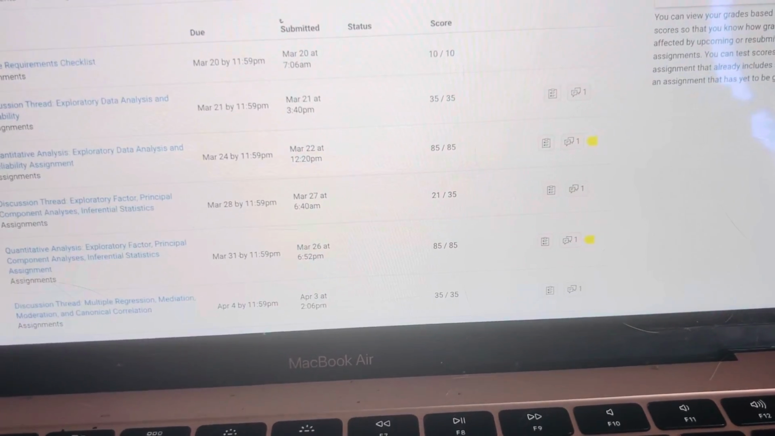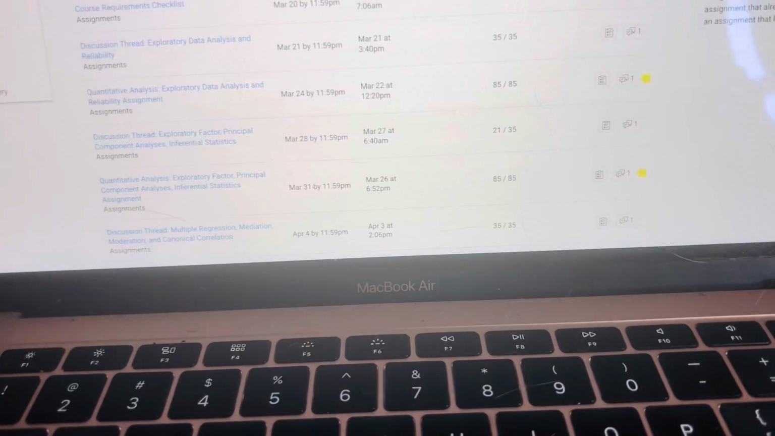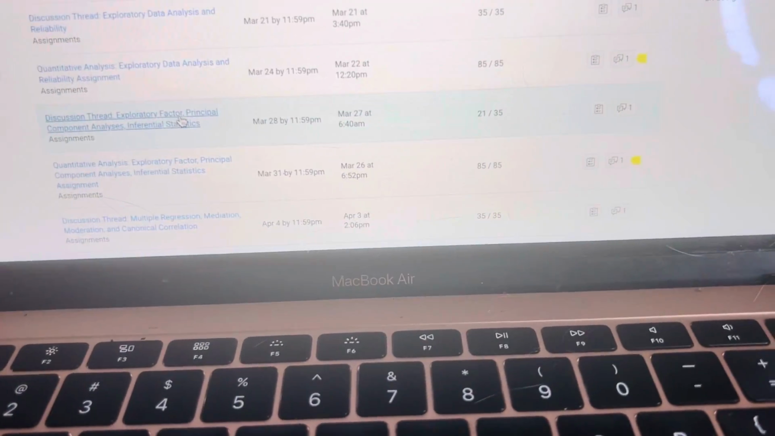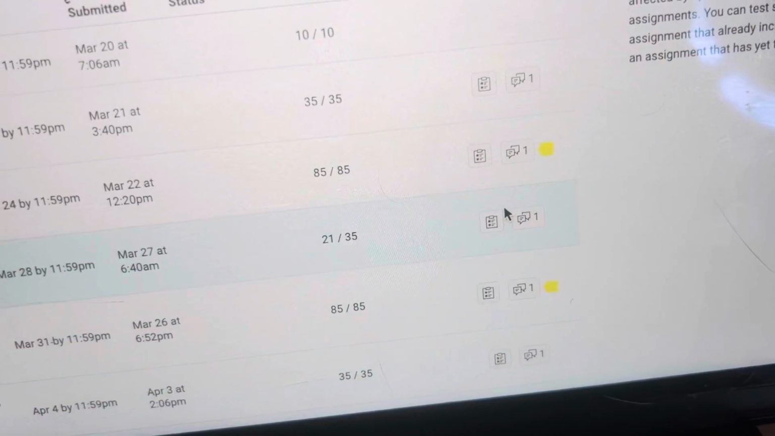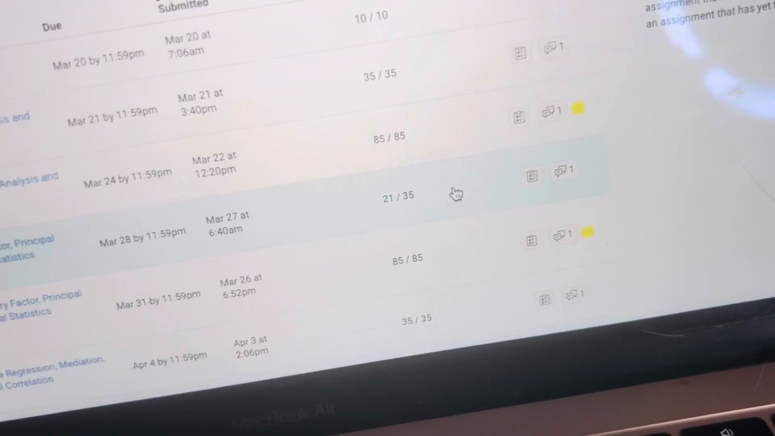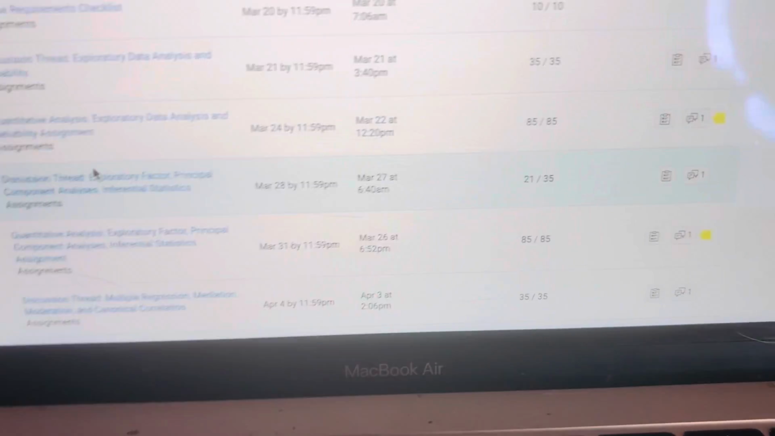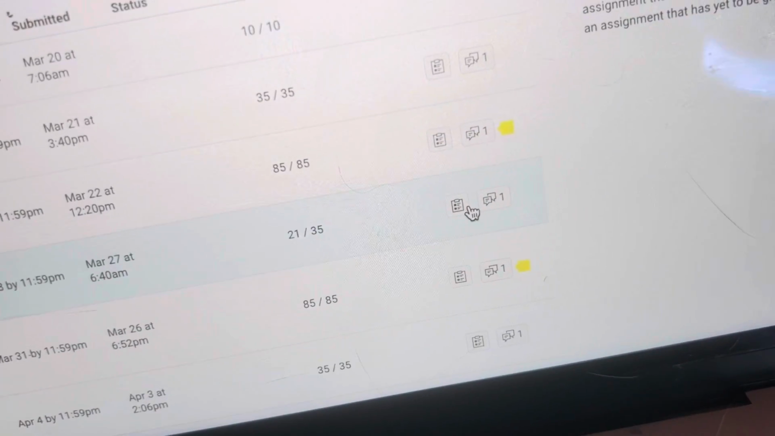So we're back again. This is the assignment in question, the one titled Exploratory Factor Principle. Like I said, I already showed you guys what the rubric and the instructions were for this assignment. When you click on this, I think that's the assignment. So let me click on it.